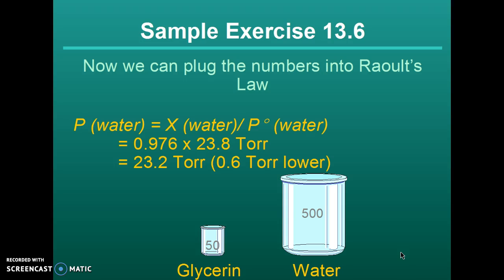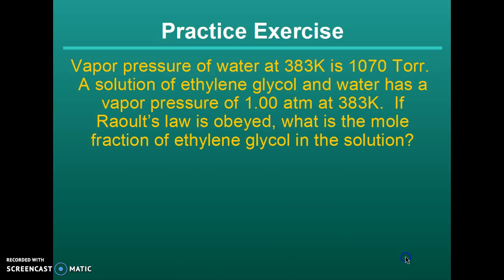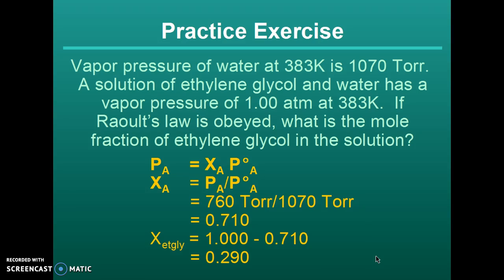The pressure of the water is going to be equal to the mole fraction we just calculated times the pressure of pure water at that temperature. And so the answer is 23.2 torr. We've lowered the vapor pressure by 0.6 torr. Here's a practice exercise for you to do, and then turn off the video and check your answer later. And here's a solution to the practice exercise.